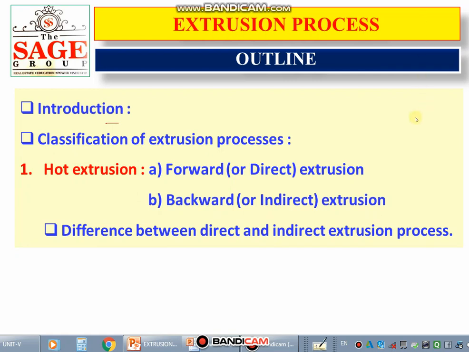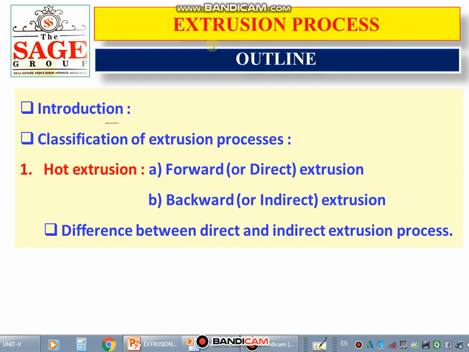Hello everybody, dear students. In today's session we are going to discuss a new manufacturing method that is known as the extrusion process. This is the outline of today's session: introduction, classification of extrusion processes. Under classification, the first process is the hot extrusion process, and in hot extrusion there are two processes, forward and backward, and in the last we will discuss the difference between direct and indirect extrusion process. So let us come to the process.